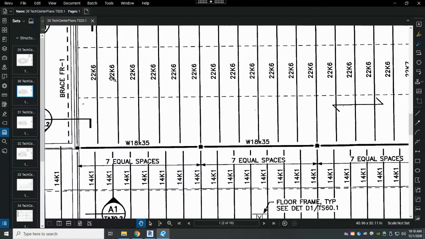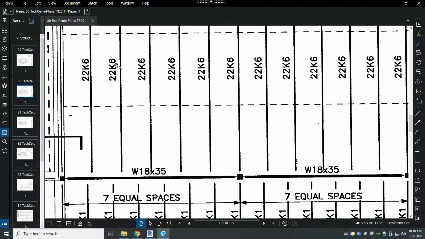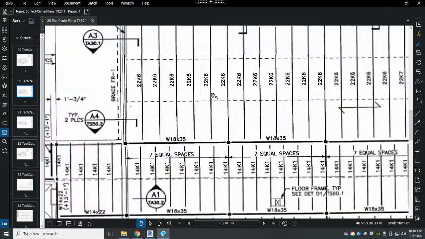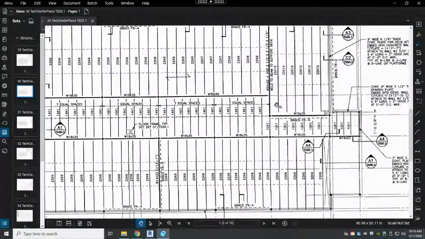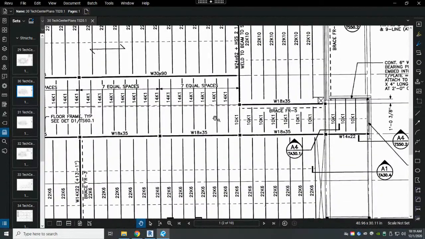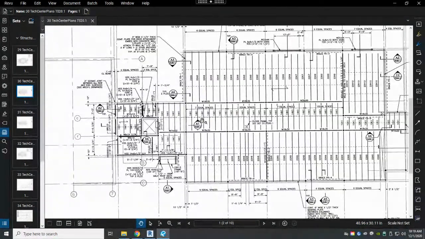These members are called K-series trusses. 22 is the depth of the floor truss, and K6 just indicates the size of the steel being used to create the framing. The hallway has its own framing because all of the framing members and the structural beams are going down the hallways on either side.